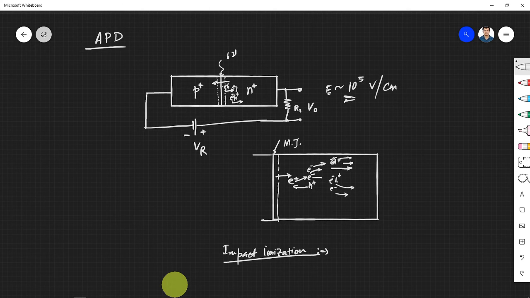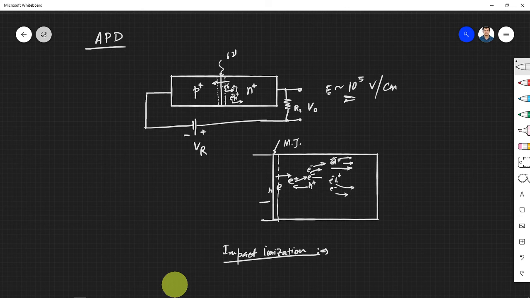Because of the high electric field, the electron can knock out another electron present in this device, and it will have a gain. Now you see that we have started with just one electron and hole pair. Now this electron is generating multiple electrons, and this process will continue and we will have a huge photocurrent in this device.